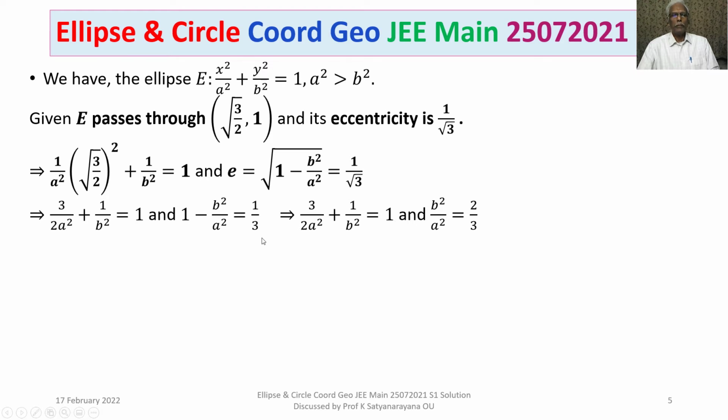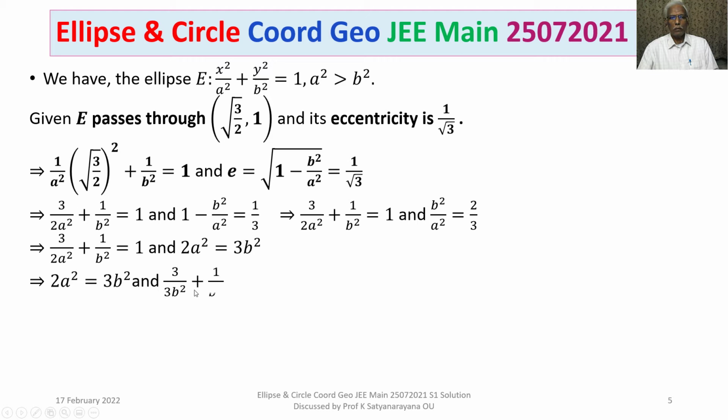Now this equation is written as it is here, and b square by a square is sent to the right hand side and 1 by 3 is sent to the left hand side. You will get b square by a square is equal to 2 by 3. And then this will be 3b square is equal to 2a square, also you can write. So this is the first equation as it is, and this is 2a square is equal to 3b square. Now in the place of 2a square in the first equation, substitute 3b square.